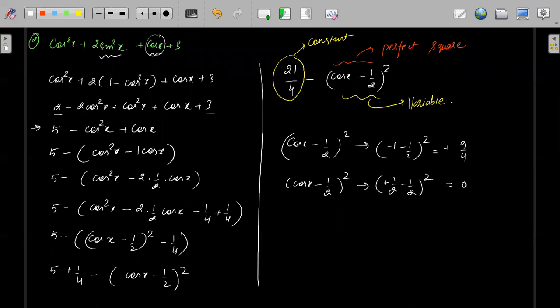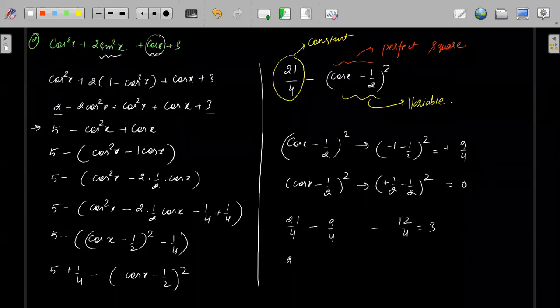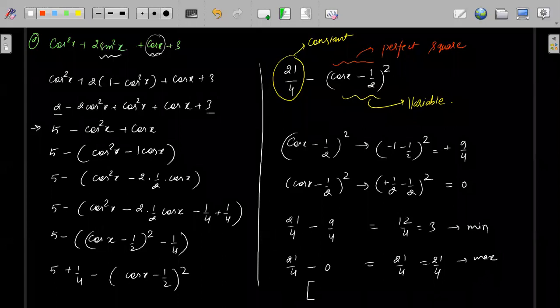So in this part the minimum value will become minus. So 21 by 4 minus 9 by 4 will give you the minimum value. This will become 21 minus 9, which is 12. 12 by 4 is nothing but 3, right? This will become the minimum value, and the maximum value will be when this is 21 by 4 minus 0, so this will become 21 by 4. This will become the minimum value, and this will become the maximum value. So that means when I substitute, this will become 3 to 21 by 4. Calculate this. Understood?